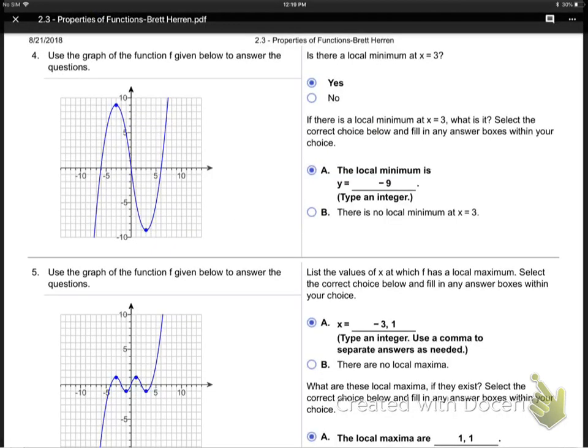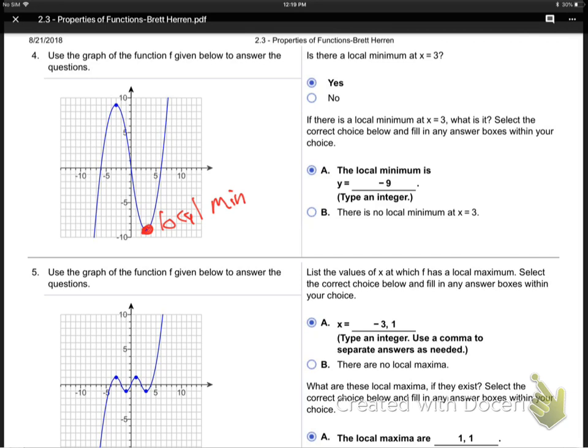Okay, so how about number 4? On question number 4, they're asking, is there a local minimum? First off, they mean this point. That's a local minimum. Now, why are they using the word local? Why don't they just say, is there a minimum?